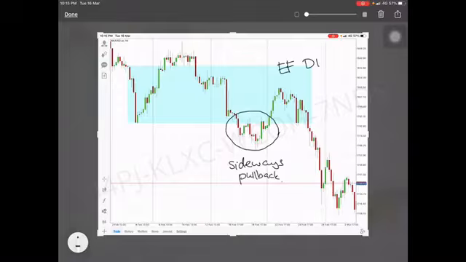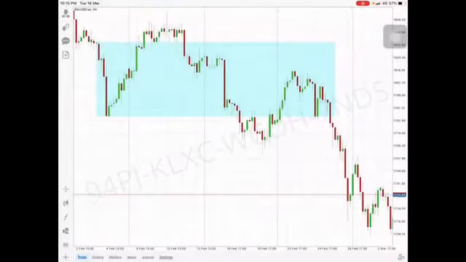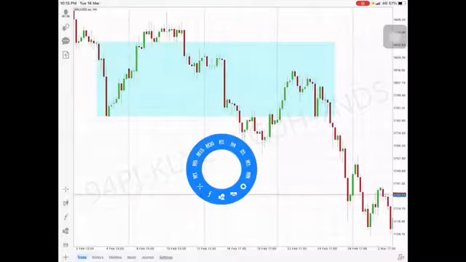Okay, this is a sideways pullback. And inside of the zone, there's also sideways, right? This is what we are looking for, right? Okay, all right.